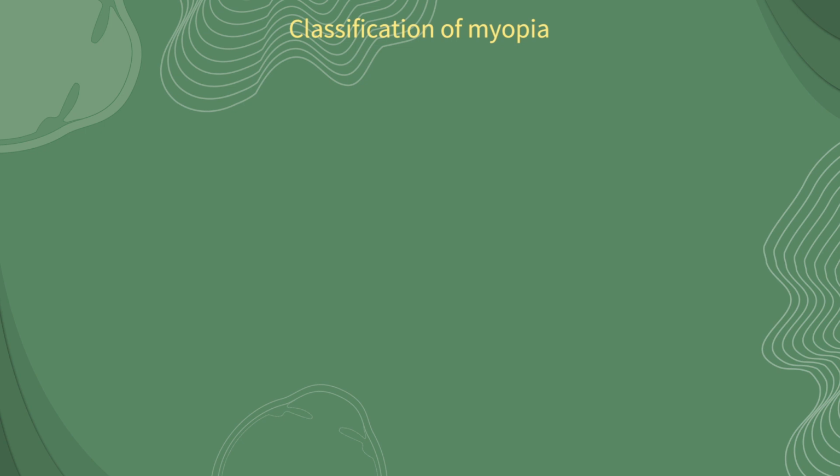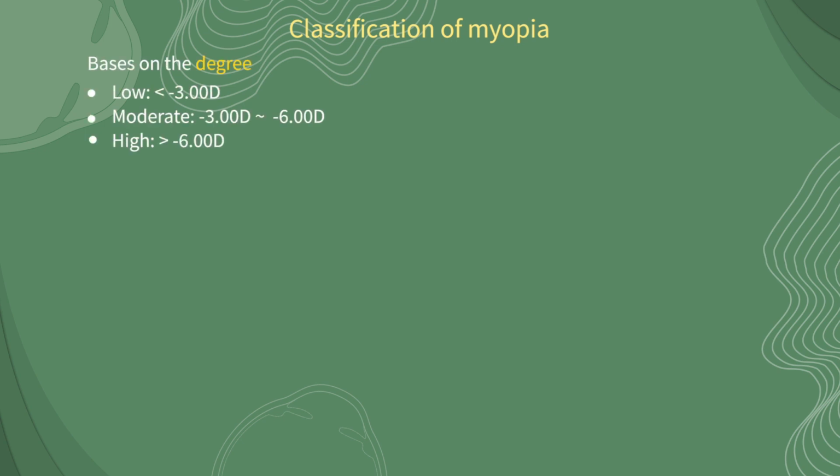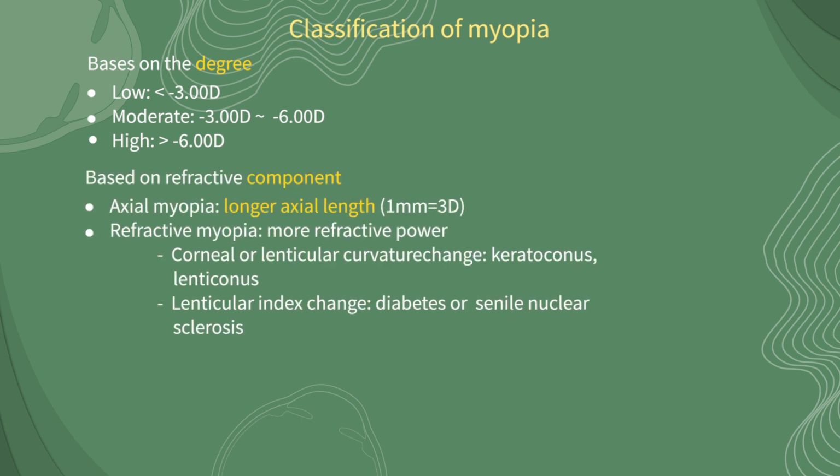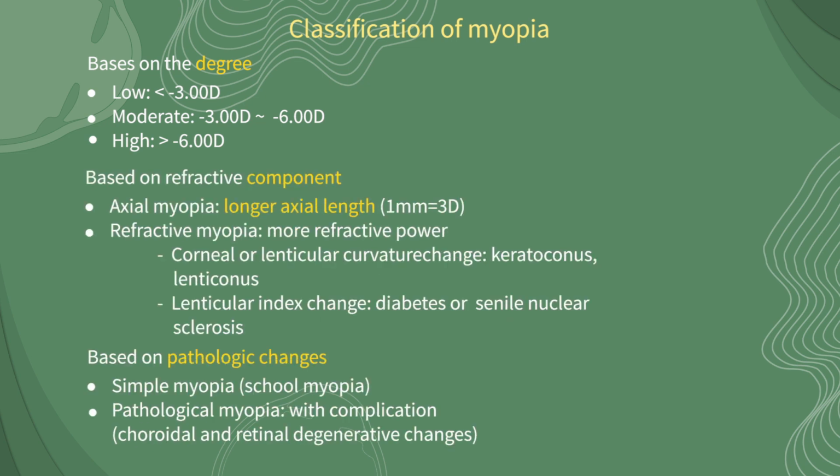In clinical practice, myopia can be classified according to the degree, refractive component, or pathological changes. Myopia over 6 diopters is called high myopia. If the eye is longer than average, the error is called axial myopia, which is the most common type. For each additional millimeter of axial length, the eye is approximately 3 diopters more myopic.